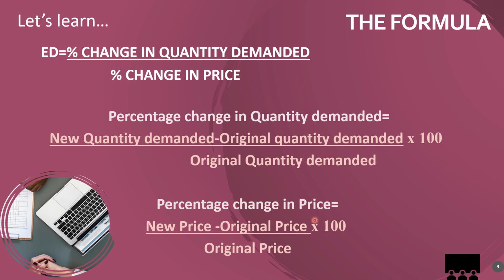I've put up both the formulas here. The percentage change in quantity demanded is equal to new quantity demanded minus original quantity demanded upon original quantity demanded multiplied by 100. The percentage change in price equals new price minus original price divided by original price multiplied by 100.